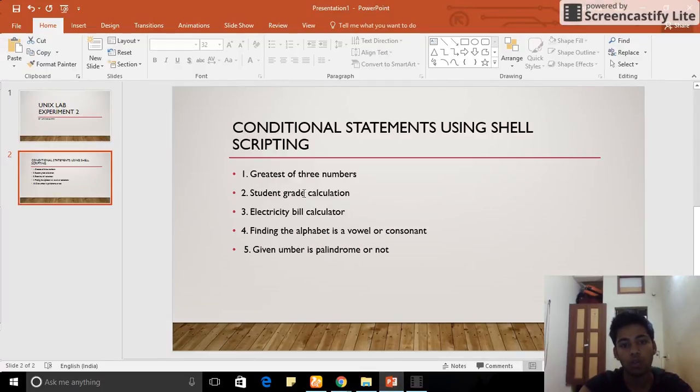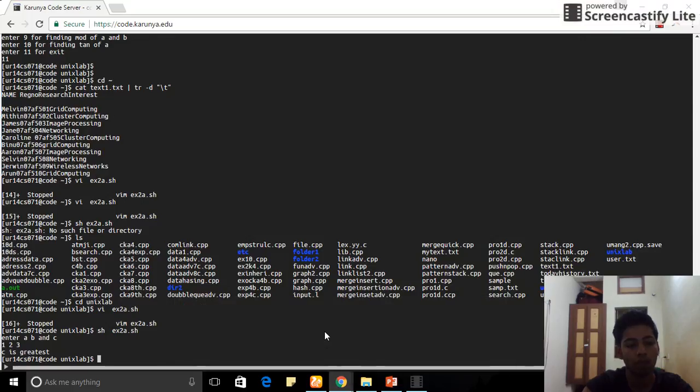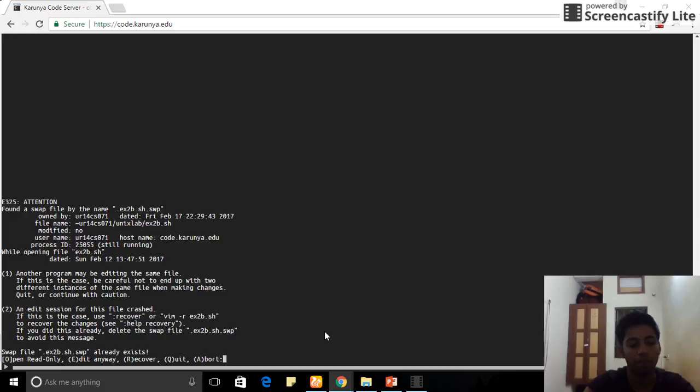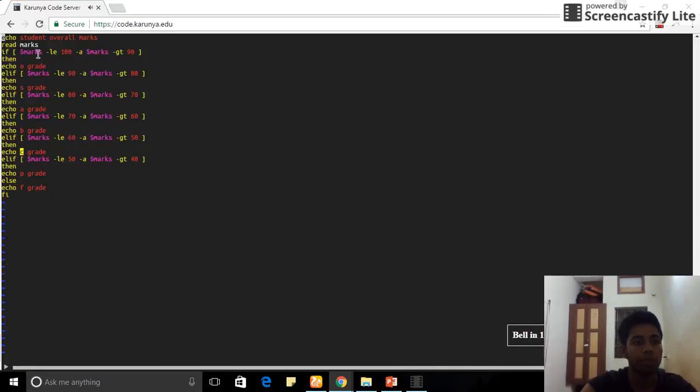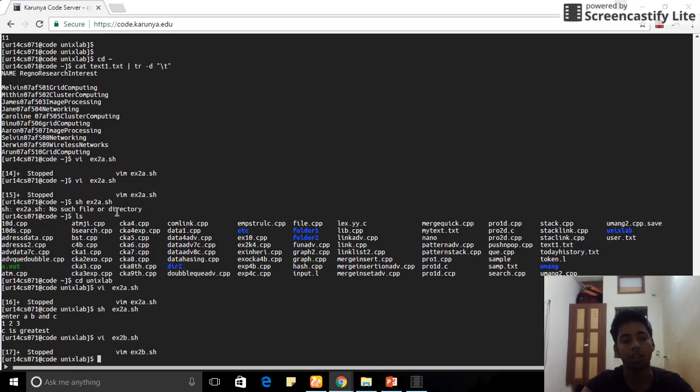In the second one, I need to do a student grade calculation. I need to calculate the grade of the student. For that, what I did in this program, you can see I am reading the overall marks. If my overall marks is less than or equal to 100 and greater than 90, it means that the student has an O grade. If it is less than or equal to 90 and greater than 80, it means A grade. Same conditions for B, C, D grades. If none of the conditions is matched, it means that is an F grade, that the student has failed.